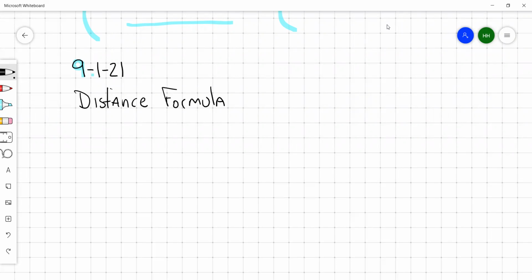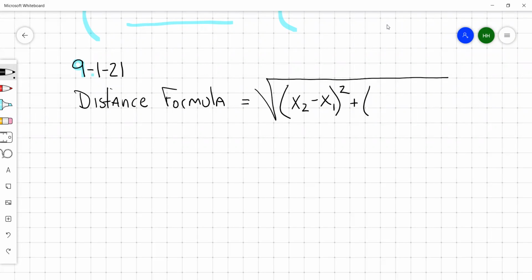All right, distance formula. Distance between 2 points is equal to the square root of x sub 2 minus x sub 1 squared plus y sub 2 minus y sub 1 squared.